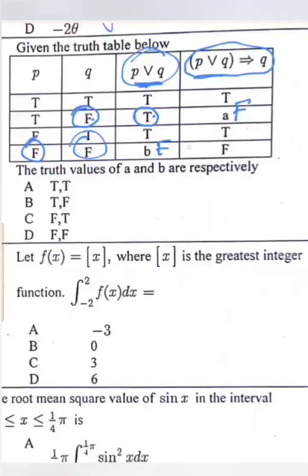So A is false and B is also false. That corresponds to option D.